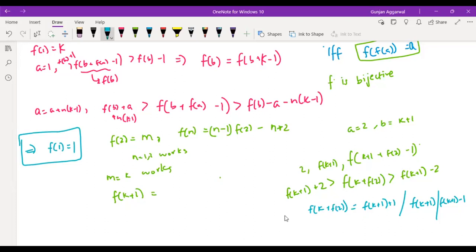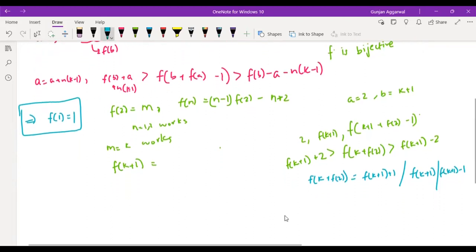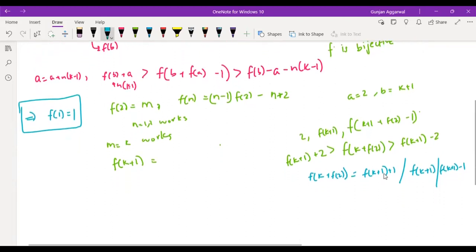Then we will just use another inequality here. Wait, let me see here. Can you give me 5 minutes just to think about it? Can I say an idea?